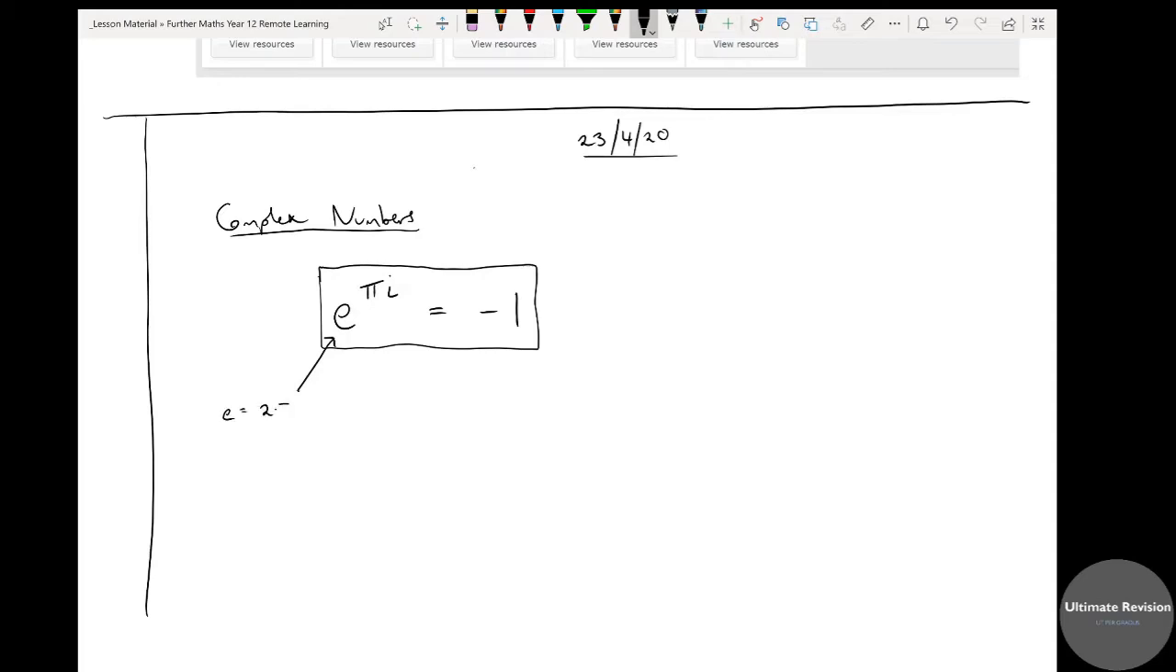Now we know what e is. e is 2.71, it goes on forever. It's to do with exponentials, which is in the news a lot today because of COVID-19. Pi we know is, again, an irrational number. That's what's weird about this equation, 3.14.